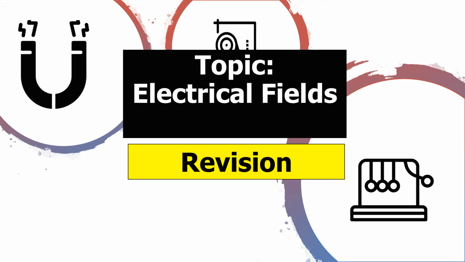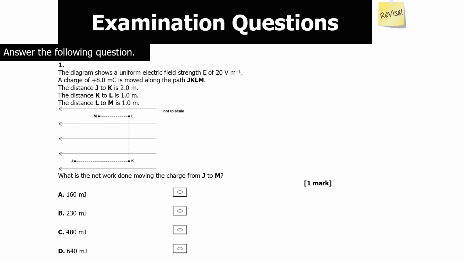Let's now have a look at some questions on the electrical fields topic. So the first question says, the diagram shows a uniform electrical field strength E of 20 volts per meter, and a charge of 8 millicoulombs along a path JKLM. The distance of J to K is 2 meters, the distance of K to L is 1 meter, and the distance of L to M is 1 meter. What is the net work done moving the charge from J to M? So pause the video now, then unpause the video when you want to go through your answer.